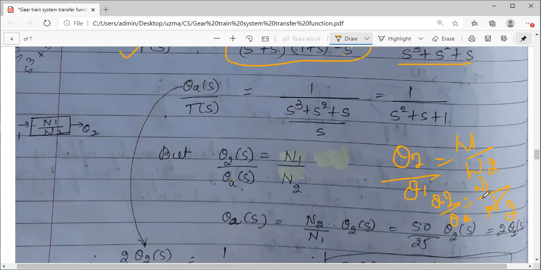What is n1 and what is n2? 25 by 50. n1 is 25, n2 is 50. So it is 1 by 2, right? So from this equation, you can find what is theta 2. What you got? Theta 2 by, hope it is understandable. Let me try to write clearly. It's difficult. Theta 2 by theta a is equal to 1 by 2.